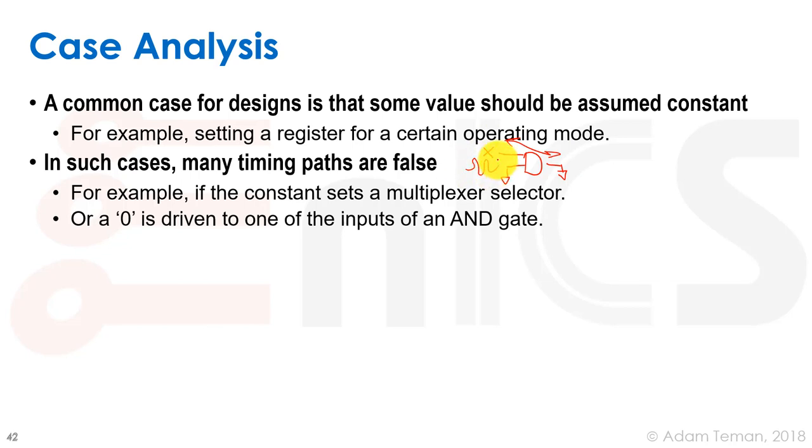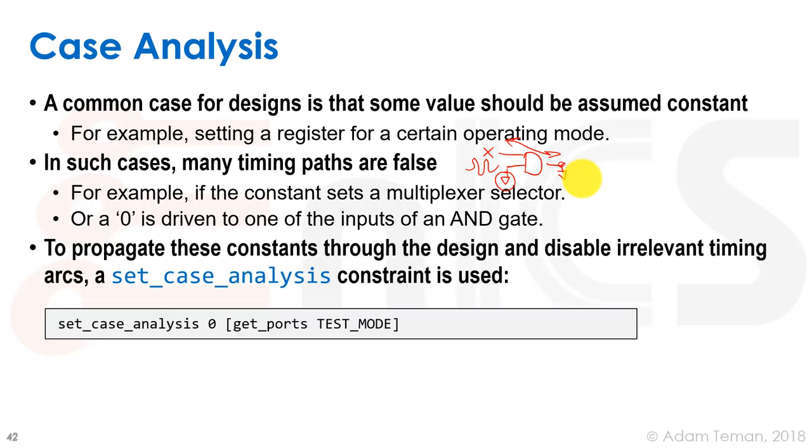It doesn't matter how this rises and falls. This is not going to change, so it's actually a false path. To do that, it's called constant propagation. So if we define this pin as a zero, it's going to propagate the constant and basically set false paths on all of these other paths that go through the design. Okay, that is done with a case analysis.